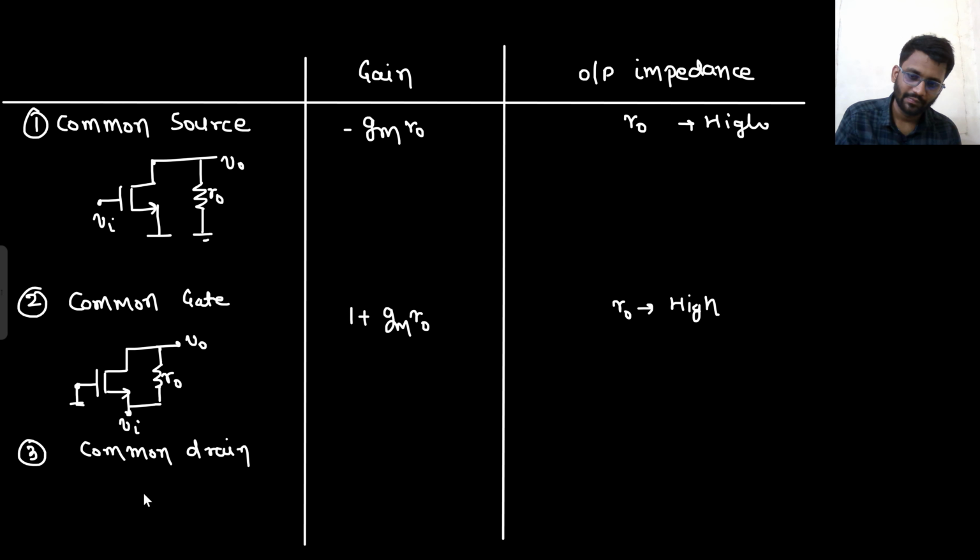Common drain. So for common drain, this was common drain. At the gate you were applying Vin, and this was your R naught, and this was your V naught. Gain was pretty low, nearly equal to 1 only, or you can write gm R naught upon 1 plus gm R naught nearly equals to 1.